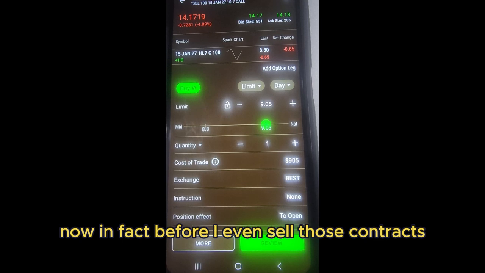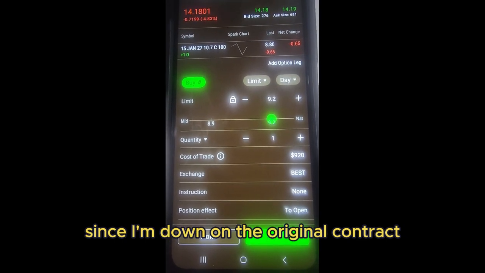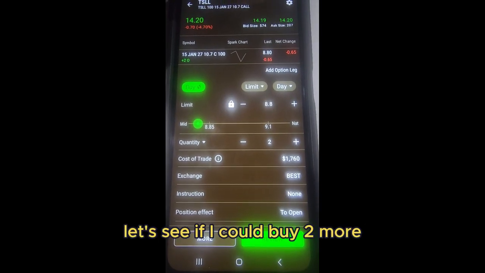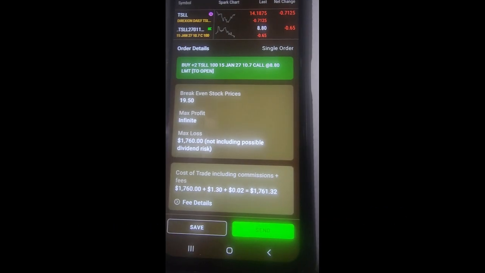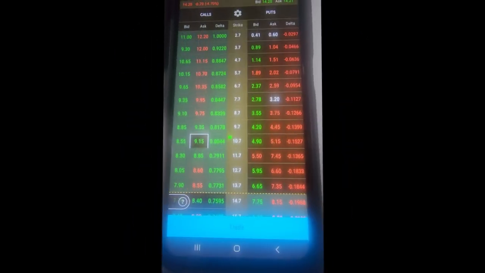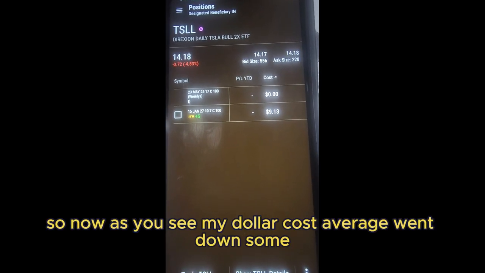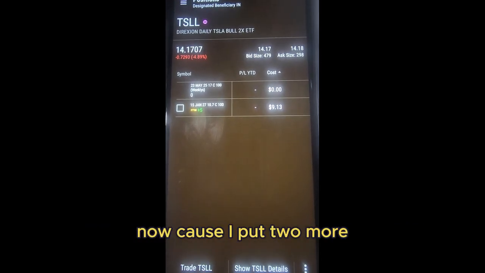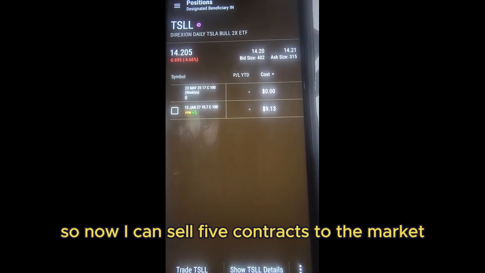Now in fact, before I even sell those contracts, since I'm down on the original contract, I'm gonna buy 2 more. Let's see if I could buy 2 more before I start selling any more contracts. Then I'll hit send, and I just got filled. So now as you see, my dollar cost average went down some. It represented $9.35. Now, because I bought 2 more, it took it down to $9.13. So now I can sell 5 contracts to the market.